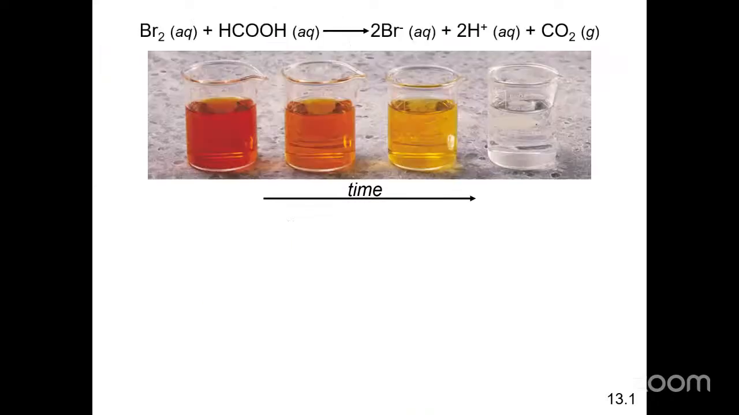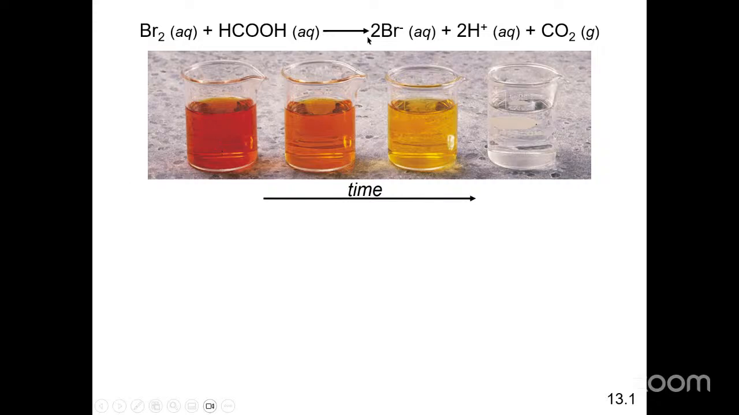Now, here's a real chemistry example of a reaction rate experiment. This is the equation for the reaction. The reaction is between bromine and formic acid, or methanoic acid, that's the other name for it. And it gives these products. Now, in this particular case, we would monitor the reaction by looking at the color of the solution, because the bromine imparts an orange-brownish color to the solution.